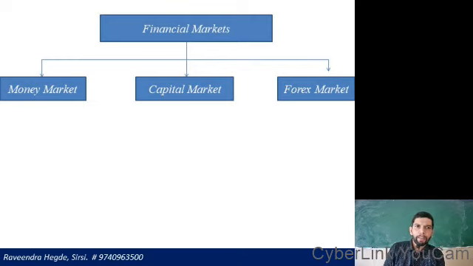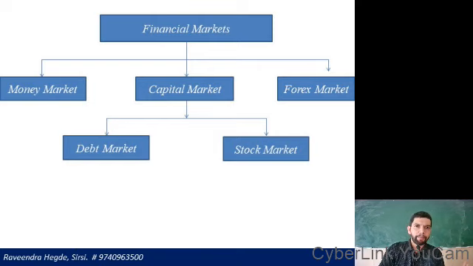Now friends, capital market securities are classified into two categories: bonds and shares. For bonds, we have the bond market or debt market, and for shares, we have the stock market or share market or stock exchange. Now, each of these is further classified as primary market and secondary market.